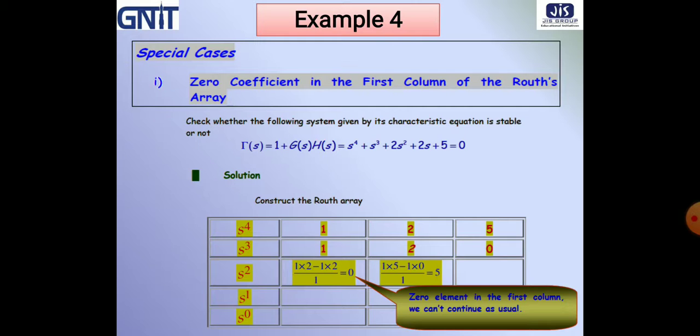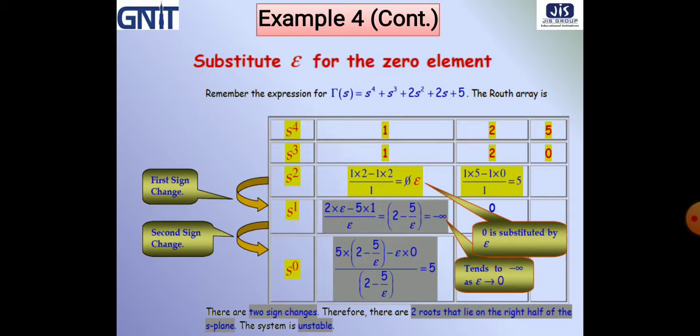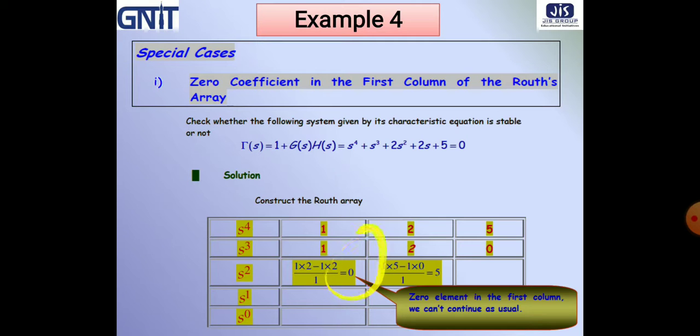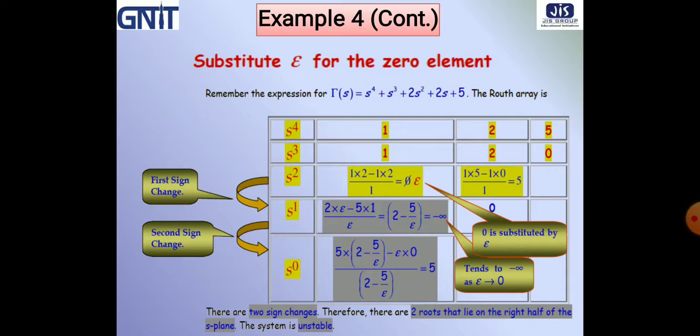Now if we construct the Routh array for this characteristic equation, we find that in the third row, the first column element becomes 0. We can't continue as usual. So what do we have to do? Substitute epsilon for the 0 element. Where the 0 came, just put the value epsilon, where epsilon tends to 0 but is not 0. The value of epsilon is very close to 0. Now, taking epsilon tends to 0, just continue and form the Routh array.